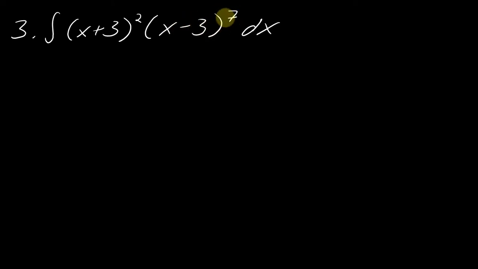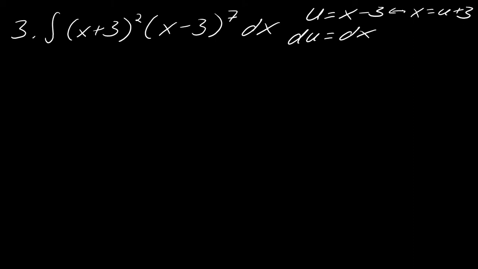So this (x minus 3) to the 7th, that to me is a sign I should probably set that as my u. So my u will be x minus 3. And then my du, once again, will be dx. So now this means that my x is going to be equal to u plus 3. So I can make all these substitutions.